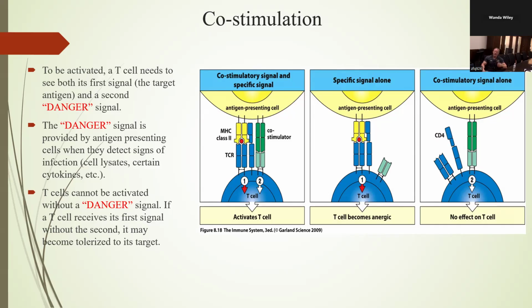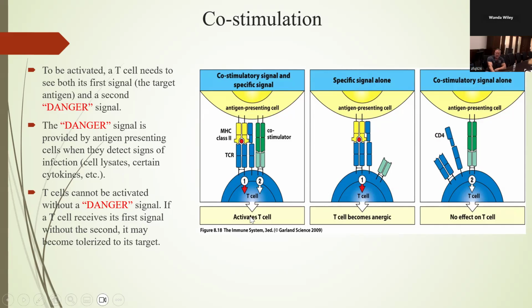If the T cell sticks out its first hand in the form of the T cell receptor and interacts with the MHC molecule, but there's no co-stimulatory signal, there's no co-stimulatory molecule interaction, then the T cell doesn't do anything. It becomes anergic and it moves on to the next cell. So you've got to have both the antigen and this co-stimulation occur in order for the T cell to become fully activated.